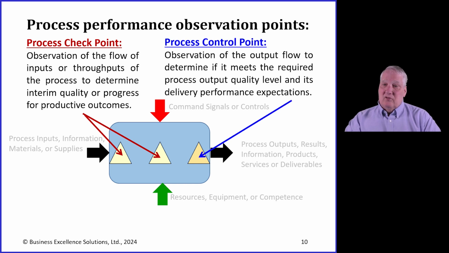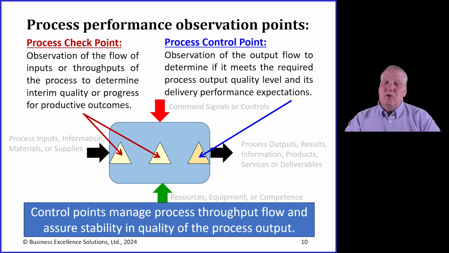And then maybe a process control point. And here we're going to be measuring something from the output to see what's the quality level, what's the delivery performance expectation? Will we be on time? And do we need to speed up the process, slow down the process, or rework the process because something's not operating right? So control points manage process throughput flow, and they establish stability in the quality of the process output.